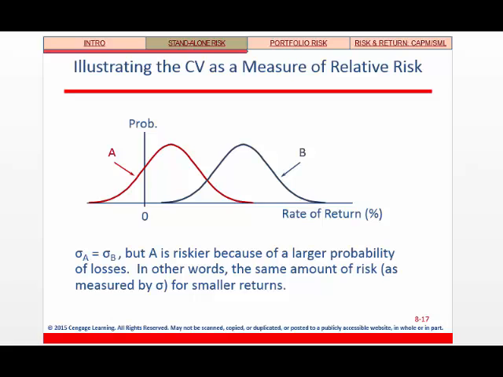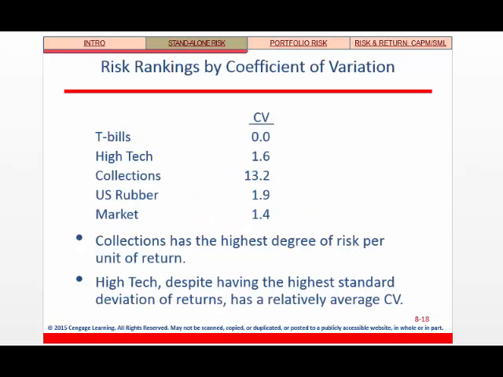But if you look at these two, you can see here that A and B may look like they have the same risk, but A is going to be a little bit riskier because of the larger probability of losses. In other words, you've got the same amount of risk, but you're not getting the same amount of returns. By looking at each one of these alternative investments, their risk per unit of return, you can see that collections ranks the highest. And in this case, it's kind of like golf. You don't want to have the highest number.